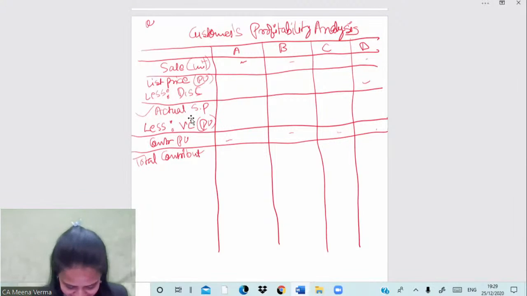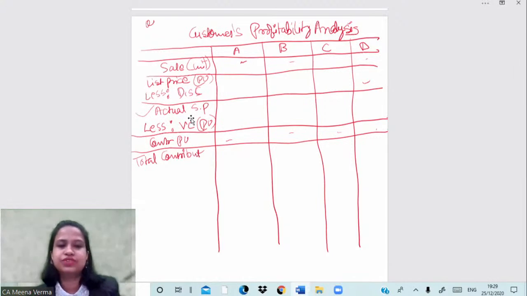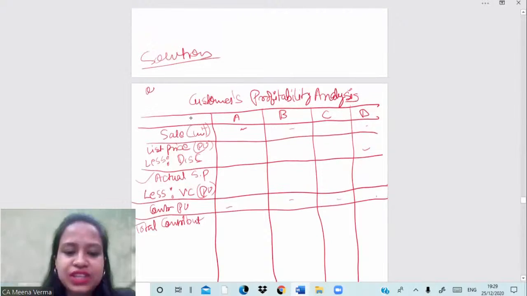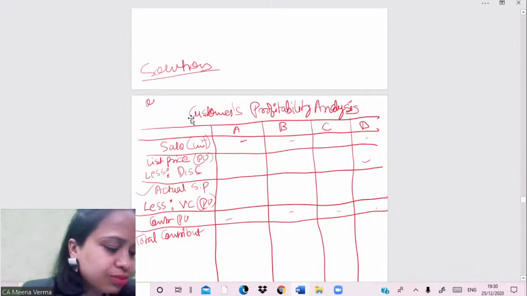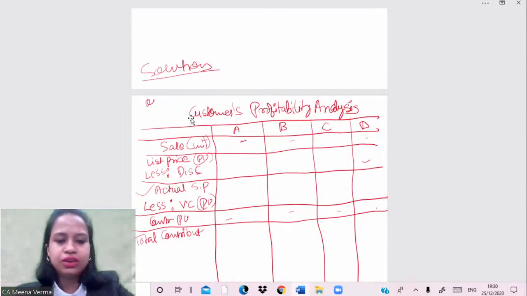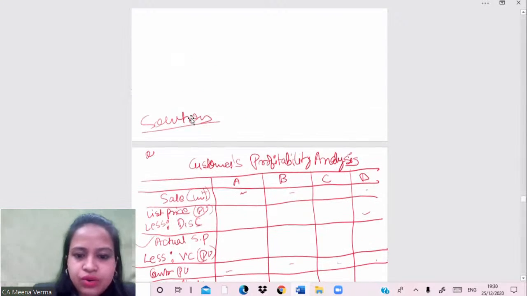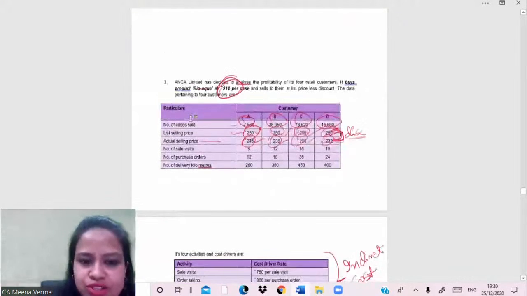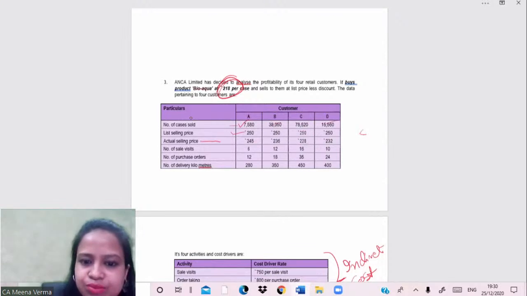Oh, very nice. Give me the value of total contribution. So actually I got the total profit value. I'm waiting for you to give me the total contribution. You can give me the answer of total contribution. Okay, now let us see. The number of units sold to A, B, C, D is this. I'm filling in this information.